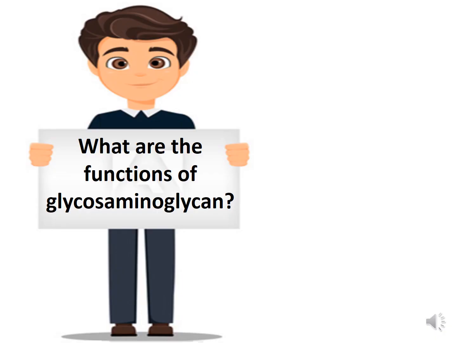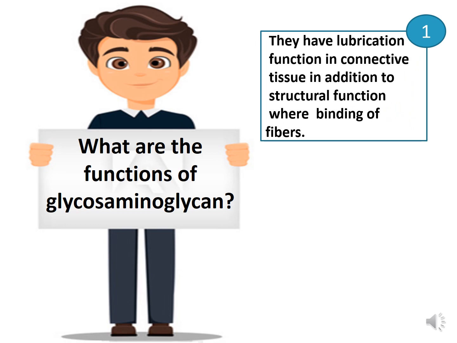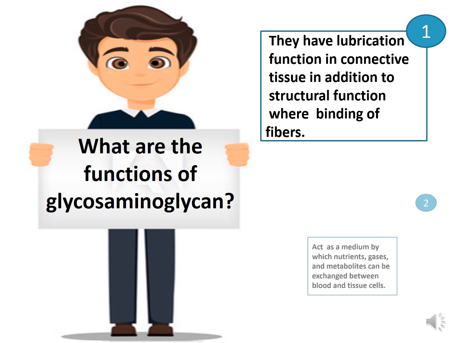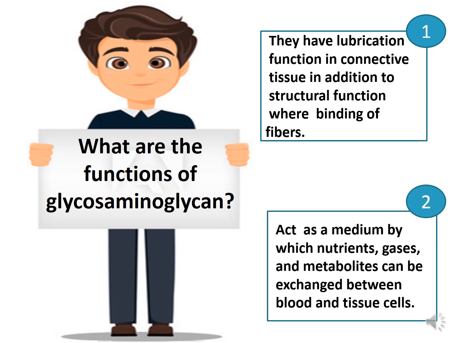What are the functions of glycosaminoglycans? They have a lubrication function in connective tissue, in addition to a structural function, where they bind fibers. إذا نلاحظ الدور الرئيسي للجلايكوزامينوغلايكان هو يلعب دور بارتباط الفايبرز في connective tissue. Also, they act as a medium by which nutrients, gases, and metabolites can be exchanged between blood and tissue cells.